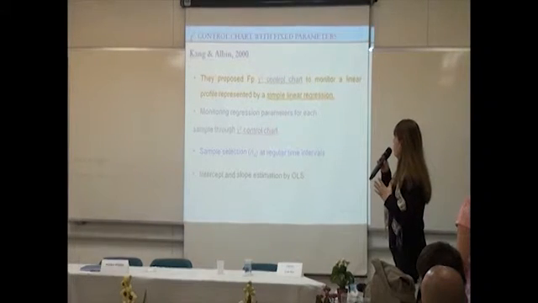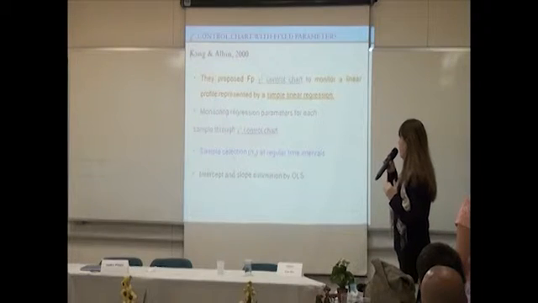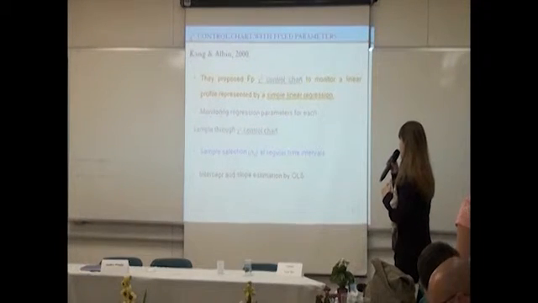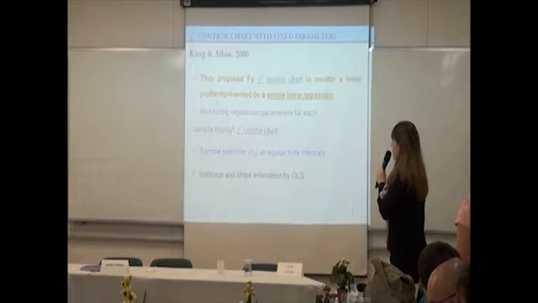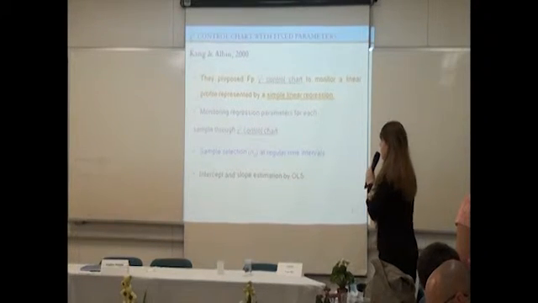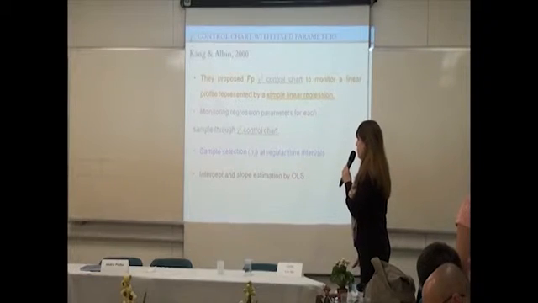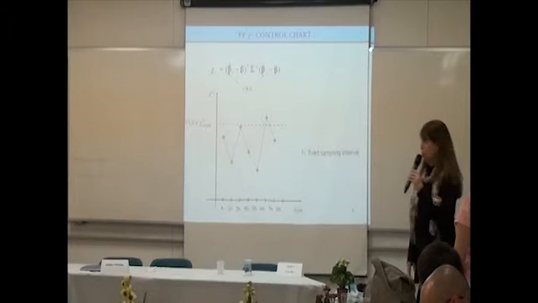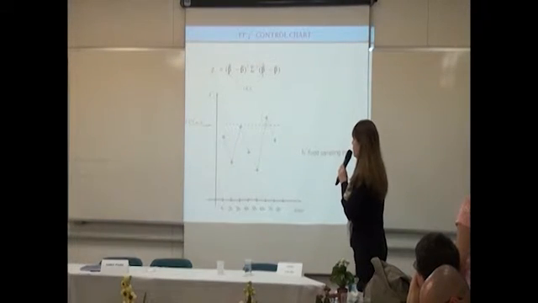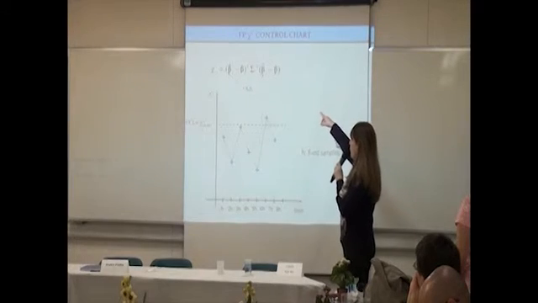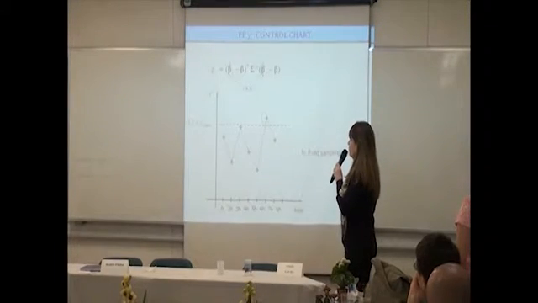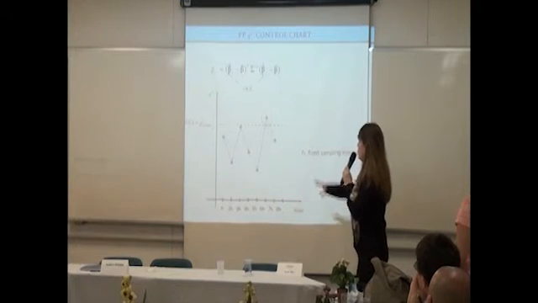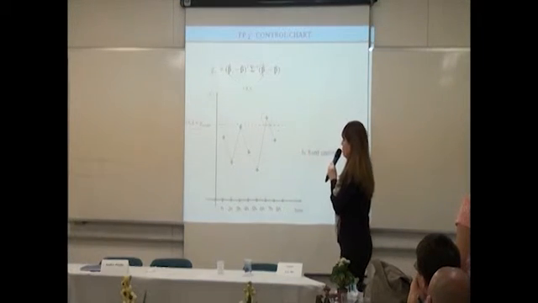In the work of Kang-Albin, they propose the FP chi-square control chart to monitor a linear profile represented by a linear regression model. They monitor the coefficient parameters by a chi-square control chart. The sample size and all the design parameters are kept fixed. This is an example of the Kang-Albin chart. This is the statistic that is plotted. And they have just one region on the chart.